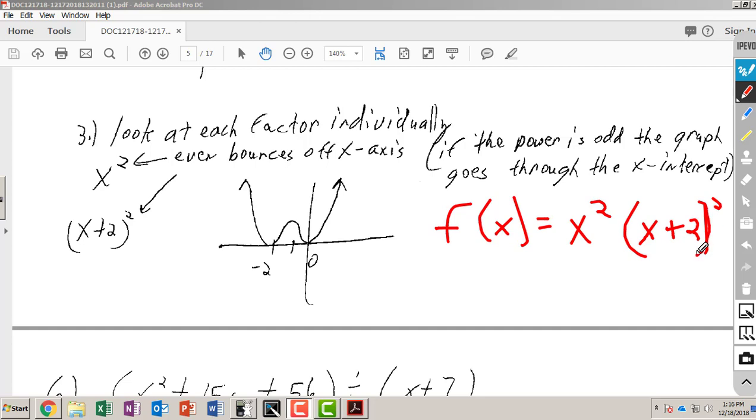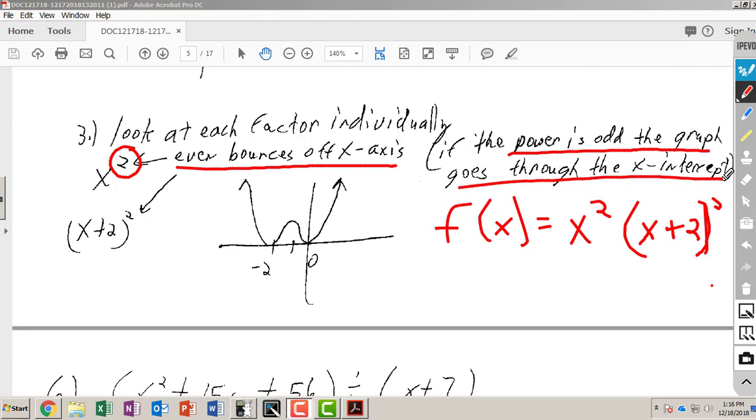So here I've written the rules for each one of those factors. Notice that if the power is even, it bounces off the x-axis. And I also wrote the other rule: if the power is odd, then the graph goes through the x-intercepts. In this case, my first factor is x squared. This power is even, so that means it's going to bounce off.